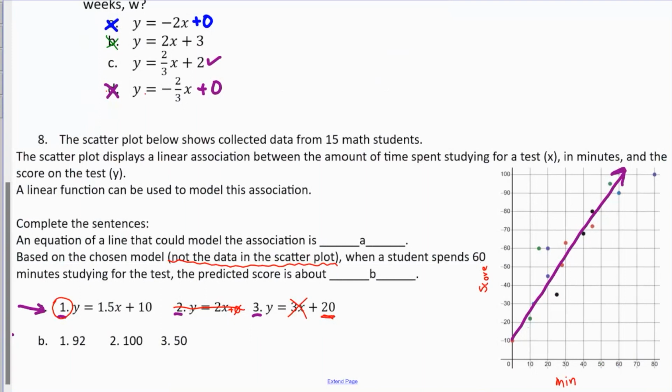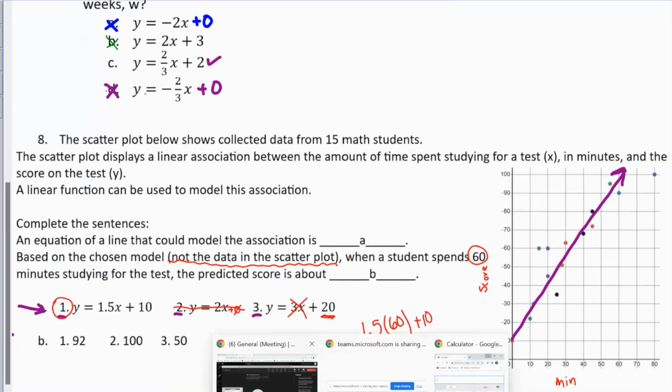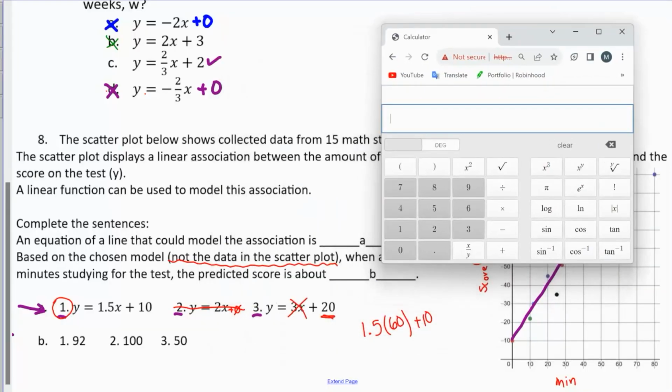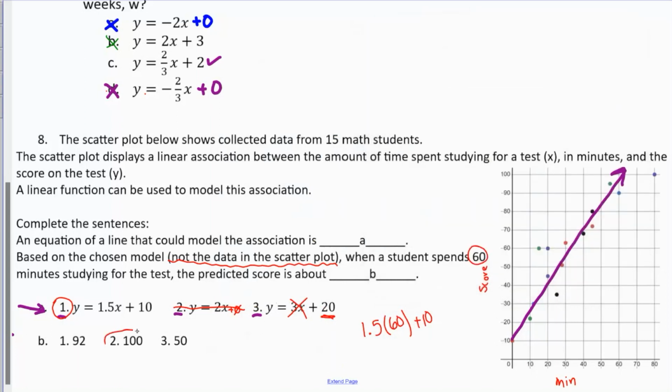So what that means is we want to look at the equation that we chose. Now, we know X represents the minutes. So I'm going to take the 60 and I'm going to plug it in for X. So I have 1.5 times 60 plus 10. And we're going to take out our calculator for this one. All right, so we're going to do 1.5 times 60 plus 10. And we get 100, which is a great fit.